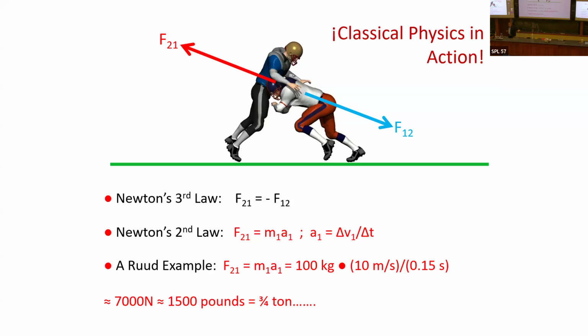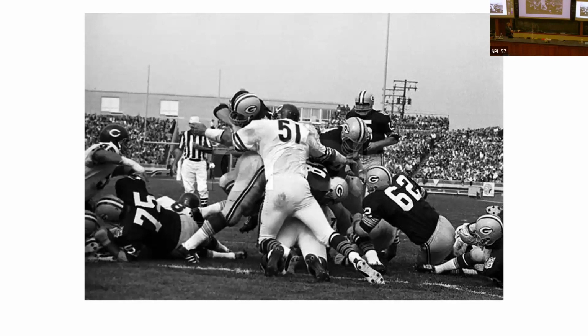So these are big forces. My favorite, the best photo in all of football, is this one. This is Chicago Bears number 51, who's exerting a large force on the entire Green Bay line and tackling him. May he rest in peace. That's Dick Butkus, the greatest linebacker that ever lived.